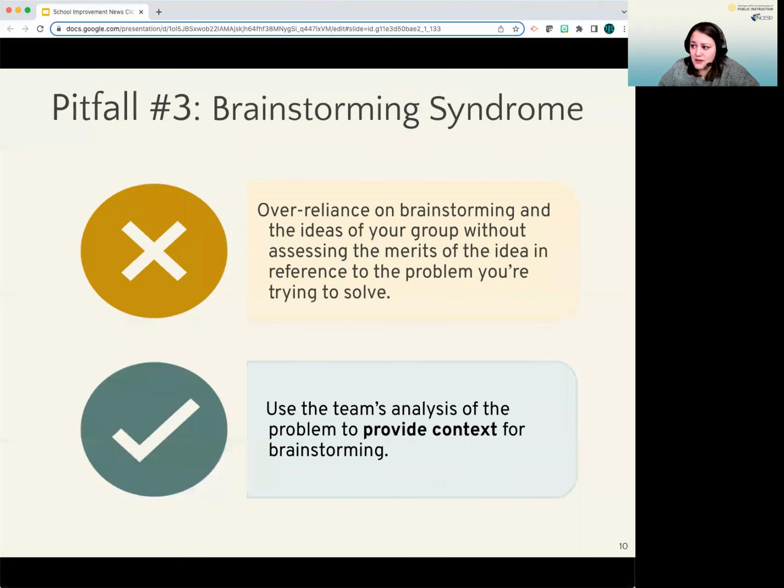Another pitfall is brainstorming syndrome. Remember, brainstorming is just one way that a team can look for potential change ideas. So it's also important to look at what the research says, what other districts with similar problems are doing, especially if they're having some success, and what you've learned about the system or drivers within your own system.